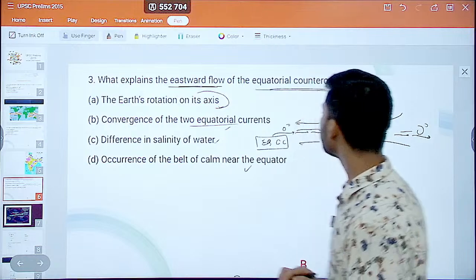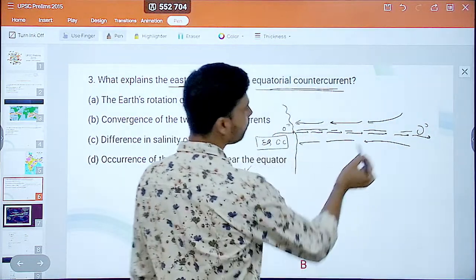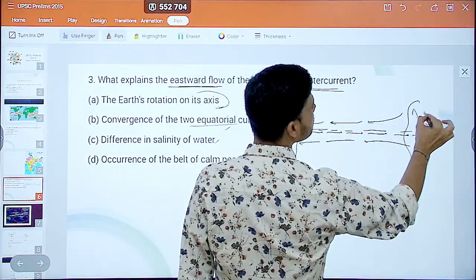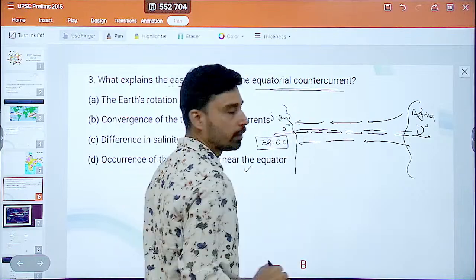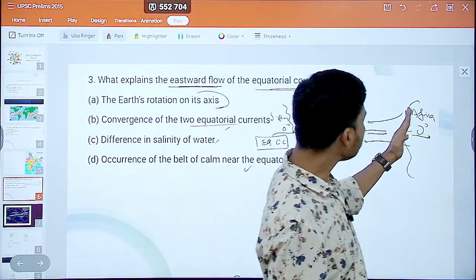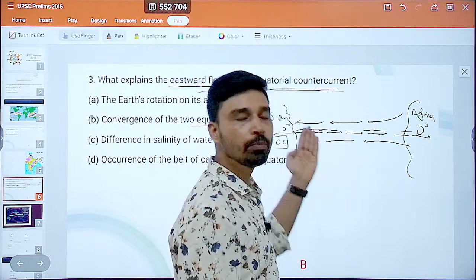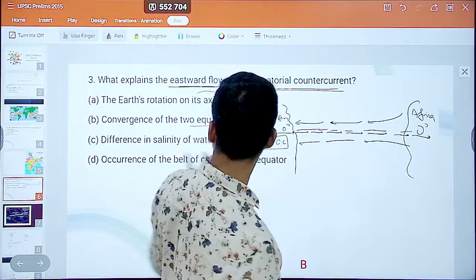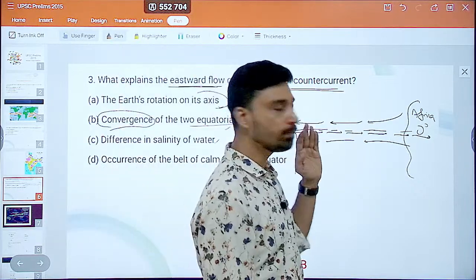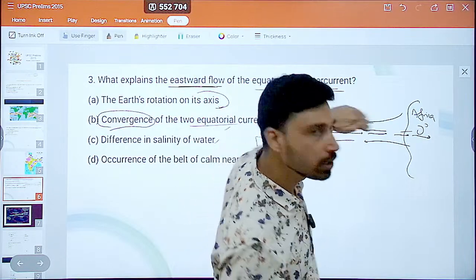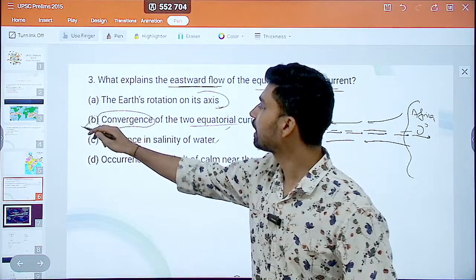Convergence of two equatorial currents, that is the correct option, because here we have land masses. For example, if this side is Africa, then this side you will have South America. So, when the dominant currents are moving from Africa to South America, the water volume increases. That means water starts to accumulate here, and as both these equatorial currents converge, the water level rises up and a small amount of water, due to this water gradient, starts to flow in the reverse direction. So, that is why B is the correct option.